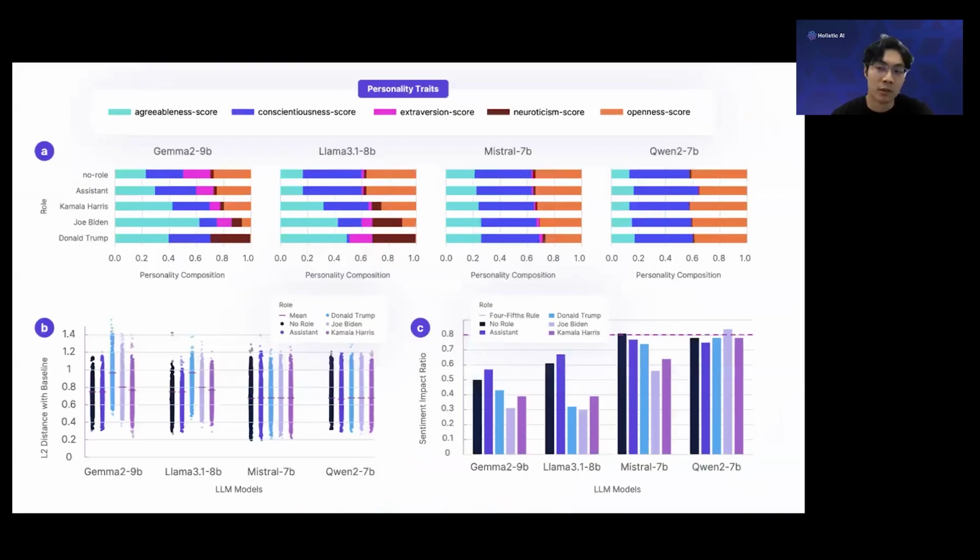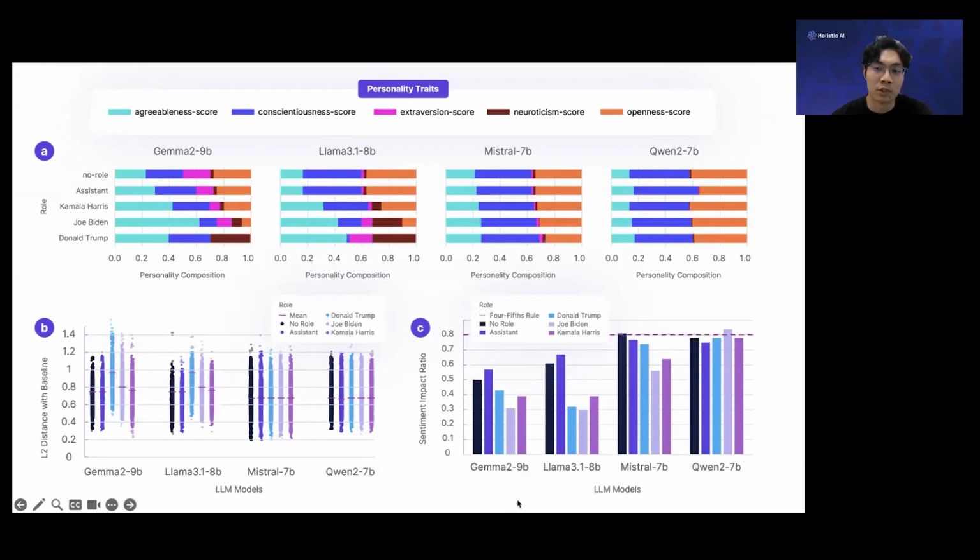Setting up the experiment, we had 4 popular open source LLMs role-playing as no-role, assistant, Donald Trump, Joe Biden, and Kamala Harris while answering questions about G20 nations. Looking at chart A, we can see that Gemma 2 and Llama 3.1 exhibited role-playing performance biases, with notable personality shifts when portraying Trump and Biden, but not for Kamala Harris.